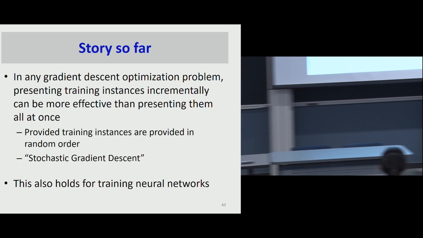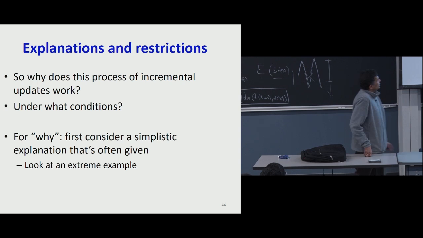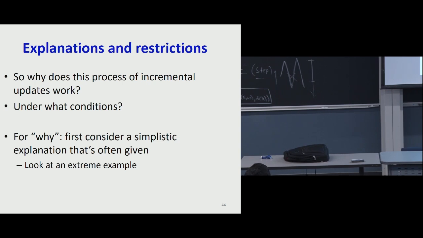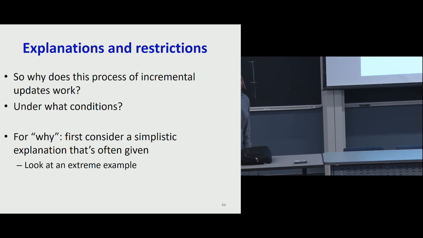So why would you expect this stochastic incremental update to work better and under what conditions? Intuitions apart, we're still going to work with intuitions, but try to get a stronger handle on the problem. Let's look at the first question. There are two here: why will it work and under what conditions? Let's consider the why. I'm going to give you a simplistic explanation, which is often given. I'm going to look at an extreme example.